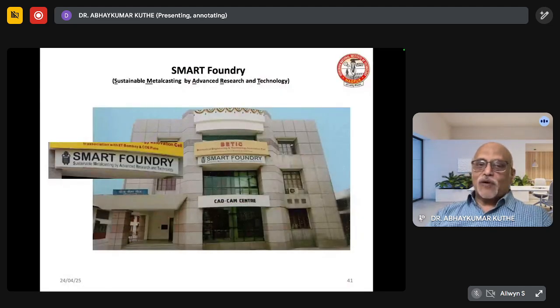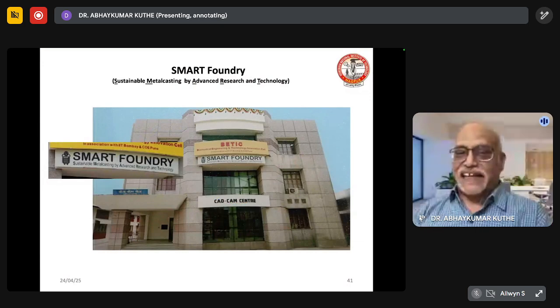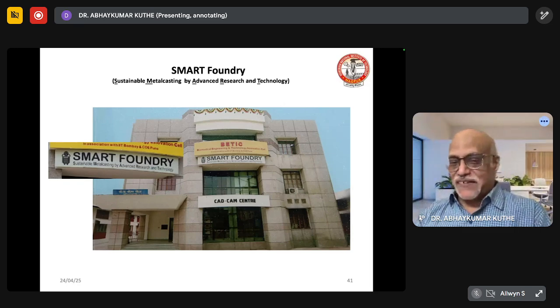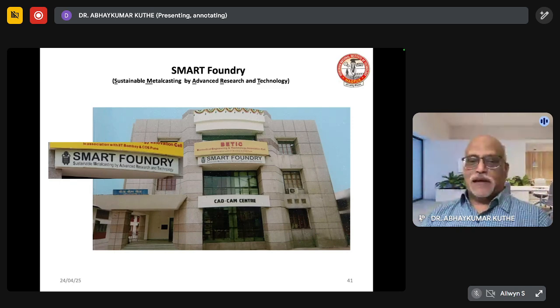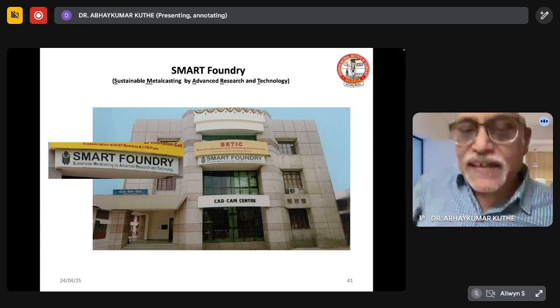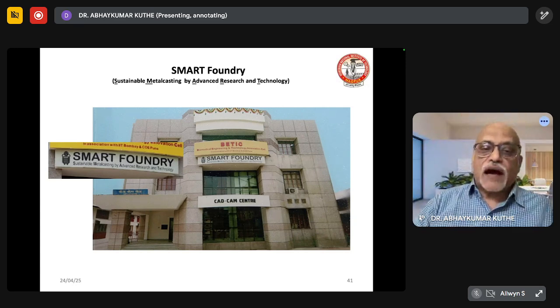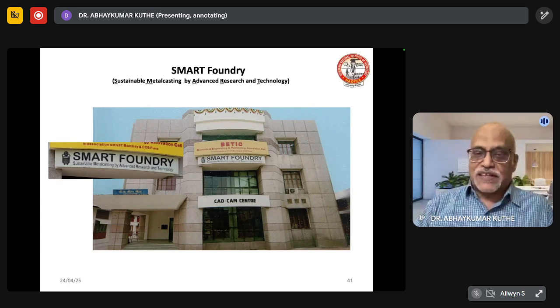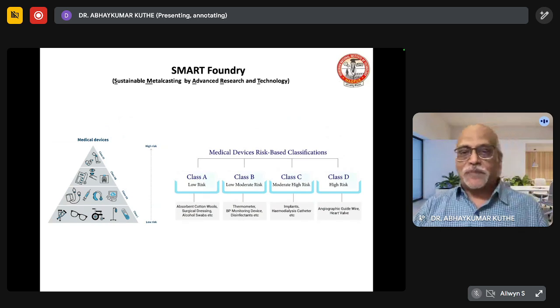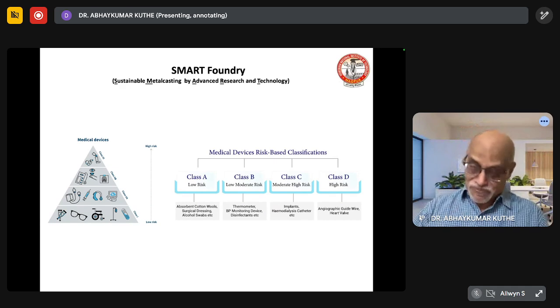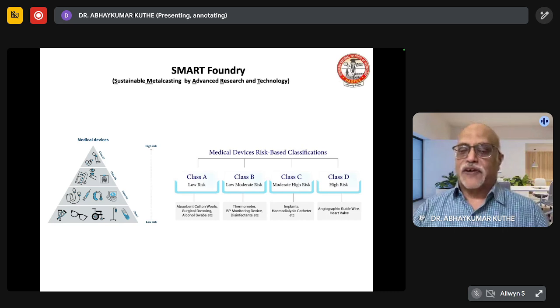Now, I'm happy to tell you what exactly the smart foundry is. That's how our CAD/CAM center, you can see there, we have displayed the smart foundry board also. There you'll see that SMART talks about sustainable metal casting by advanced research and technology. That means the metal casting is to be sustainable. At the same time, how research and technology can be used there. That means right from the product development point of view. So let us now come back to our so-called metal implant, and look at it from the smart foundry perspective.